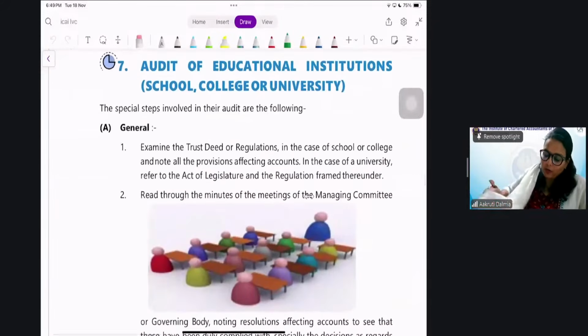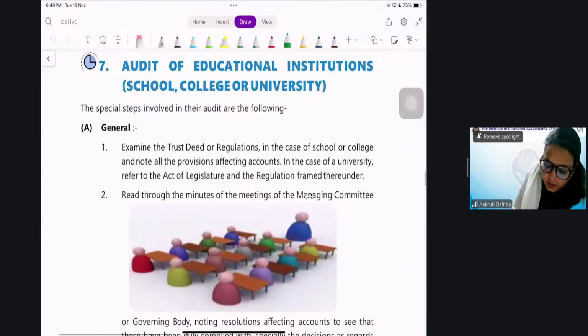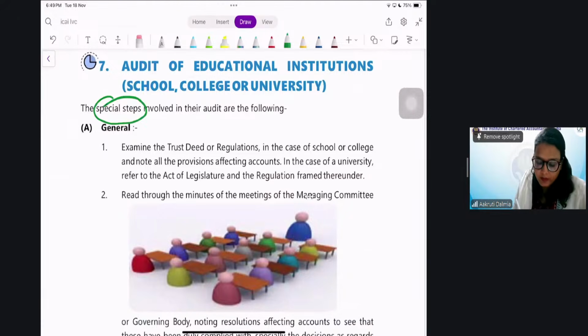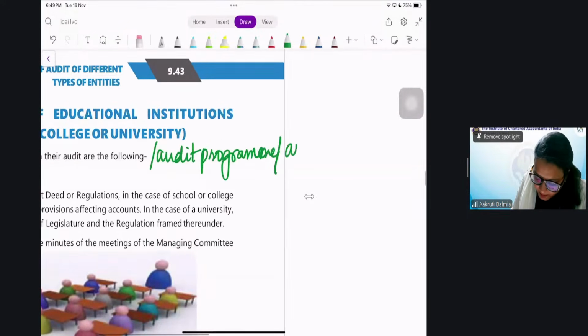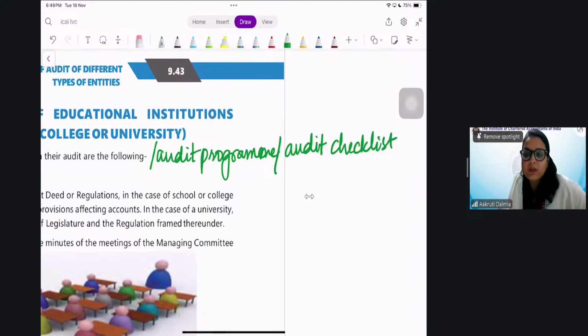So, audit of an educational institution, school, college or university. Now see, here itself is written special steps involved in their audit, special steps, okay? Not the whole audit program. But what if in the exam you are asked to write an audit program, or you're asked to create an audit checklist for the audit of a school? The answer will still be the same, okay?